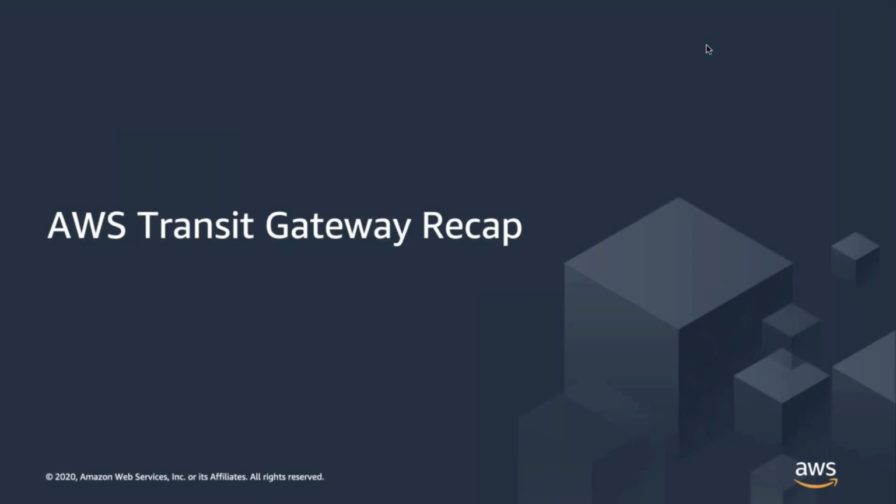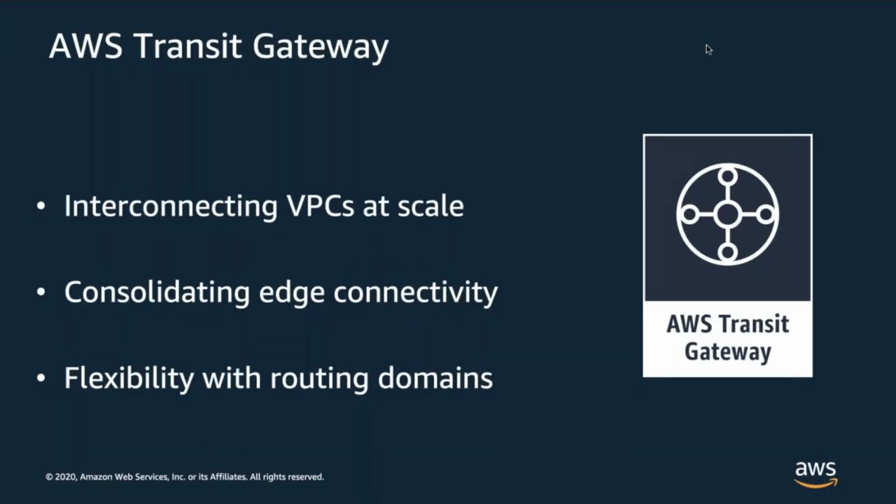Okay, so let's start off with the recap. So what is a Transit Gateway? The best way to think about it is like a distributed managed router you deploy into an AWS region that allows you to interconnect VPCs in that region to each other, as well as consolidate that connectivity through kind of like a hub and spoke model back to on-premise. And finally, Transit Gateway has the ability to create different routing domains, different routing tables to help you decide how you want to forward traffic between the VPCs and between your on-premise environments.